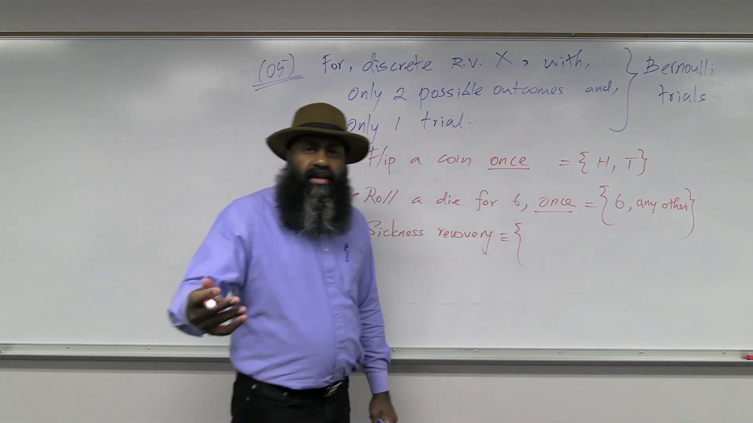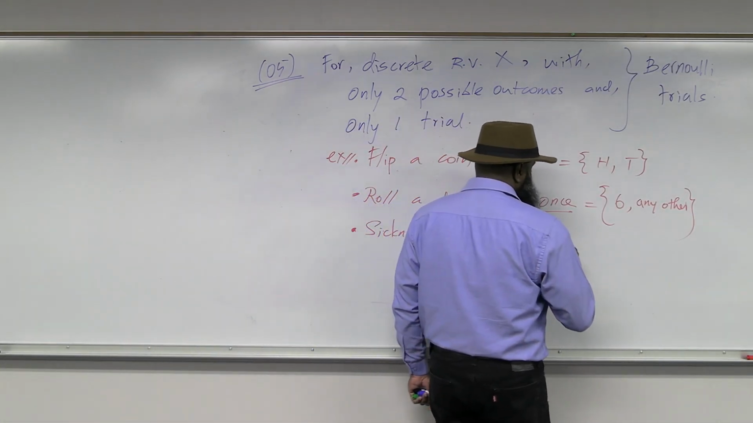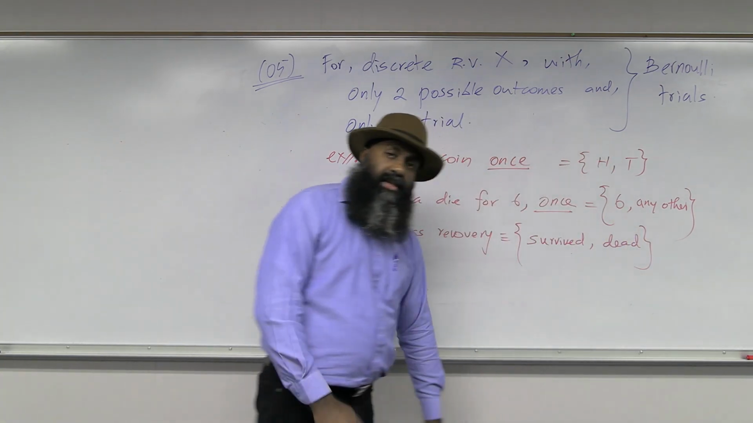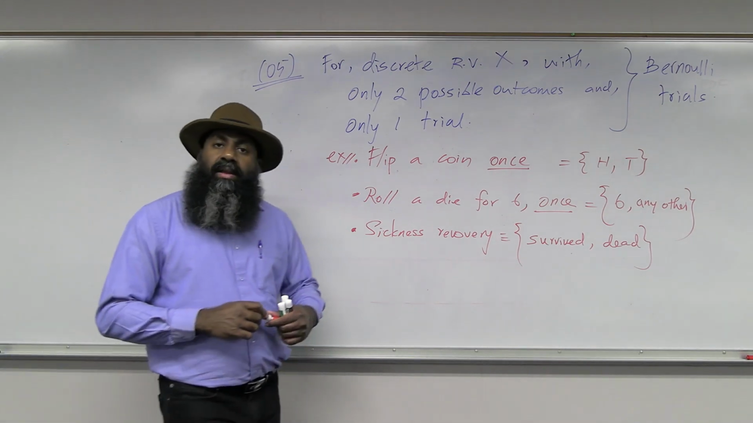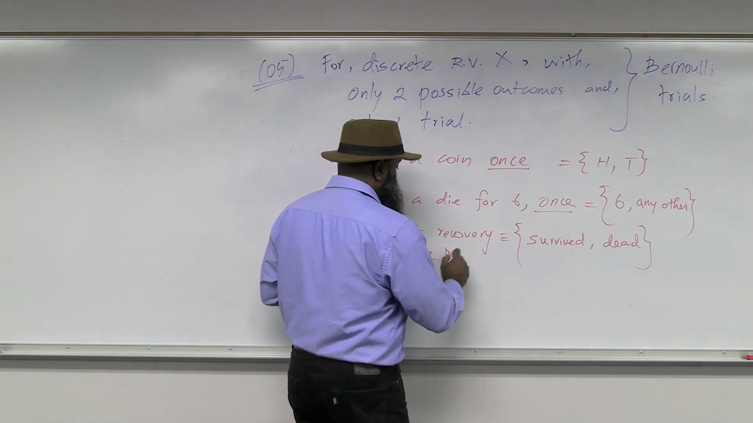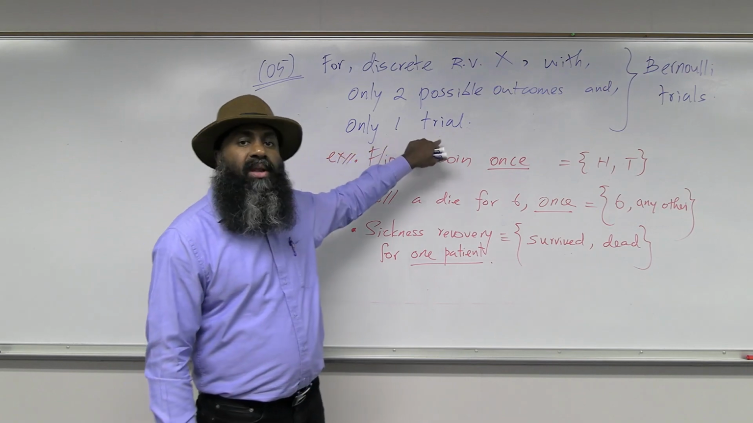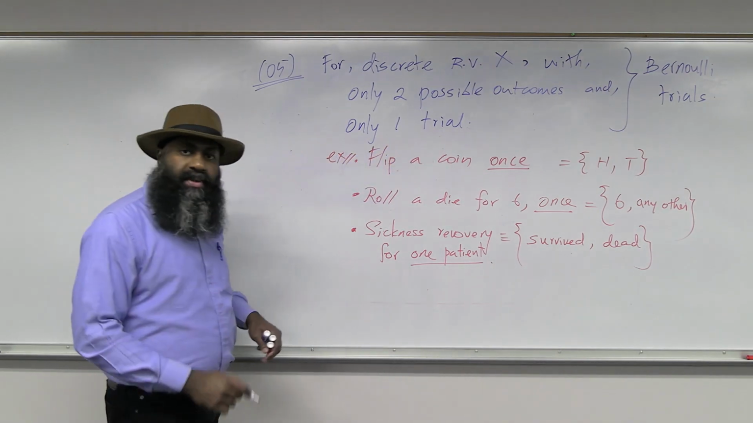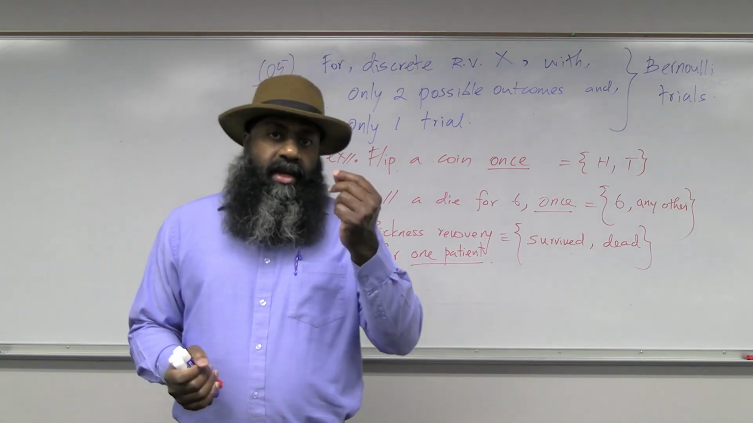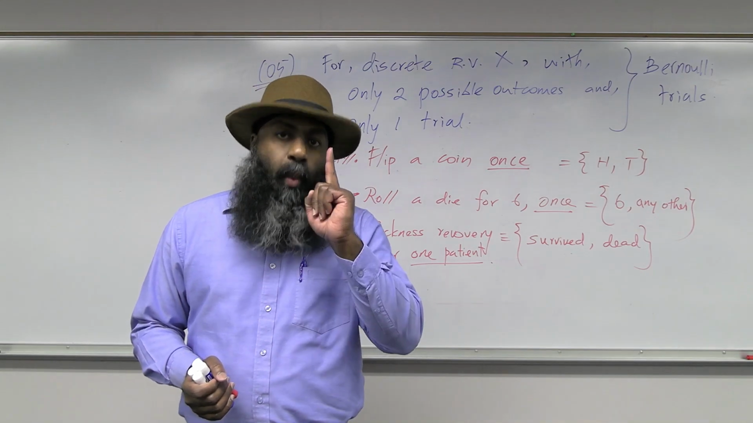I can say recovered or not recovered, or I would say survived or dead. It may be a major surgery for one patient, sickness recovery for one patient. Why one patient? It's because I can allow only one trial. These are all examples of Bernoulli trials. So the Bernoulli trials have only two possible outcomes, and it is done only one time.